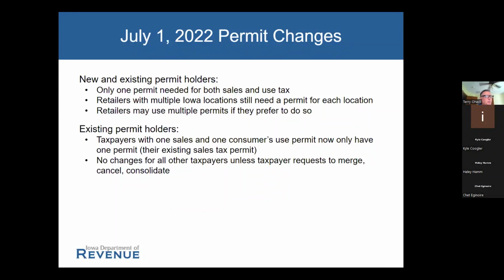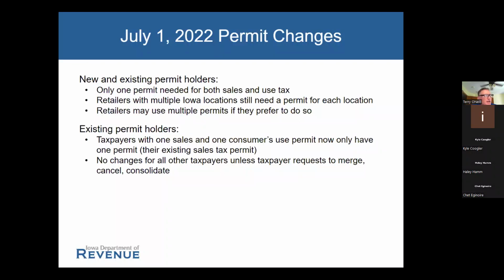Retailers may use multiple permits if they prefer to do so. They do not have to cancel all their permits and just have one permit. Existing permit holders: taxpayers with one sales tax and one consumer's use tax permit now only have to have one permit. That is their existing sales tax permit.